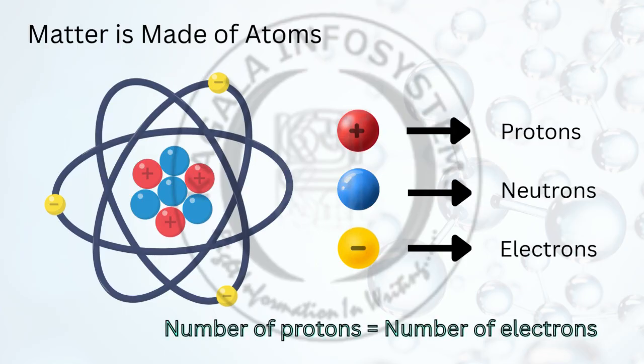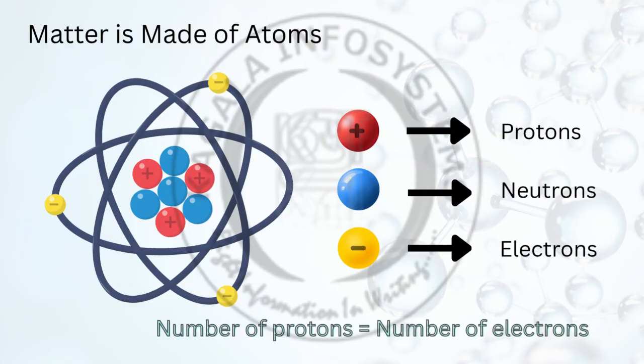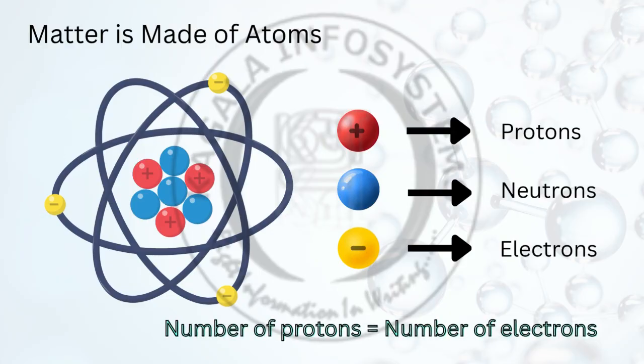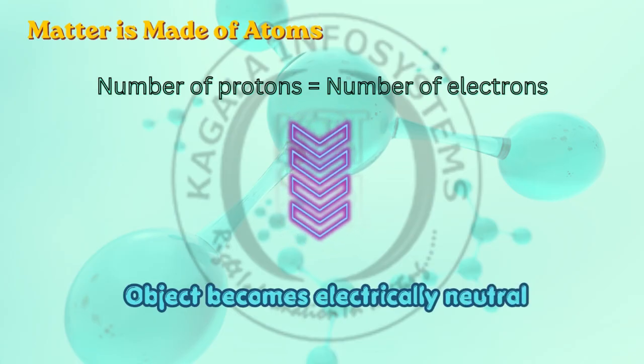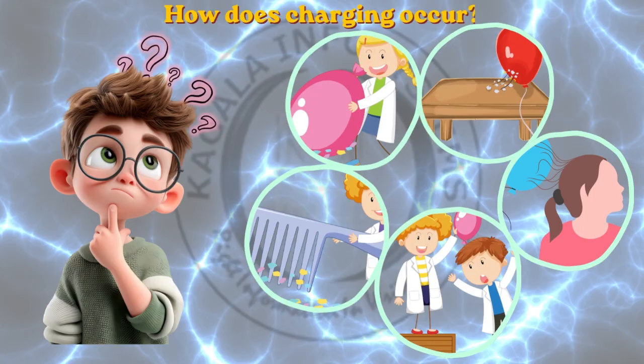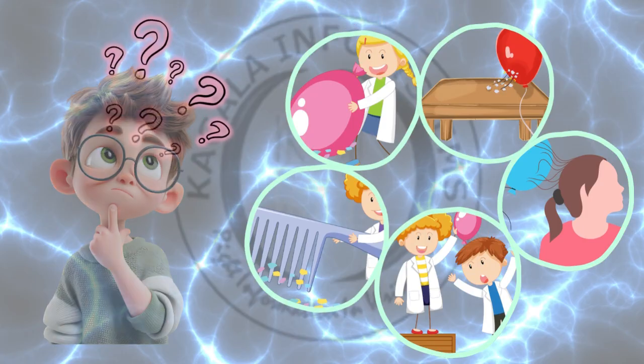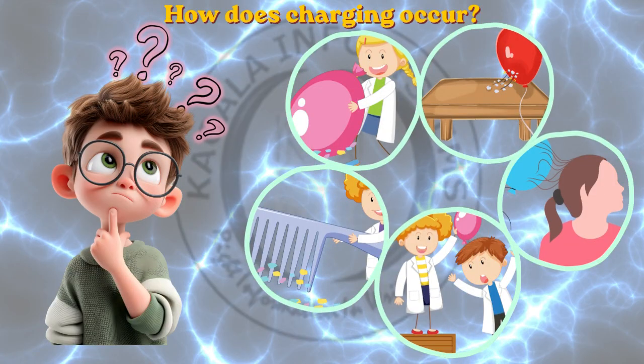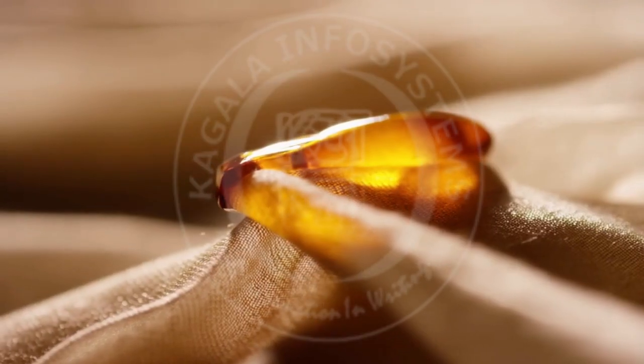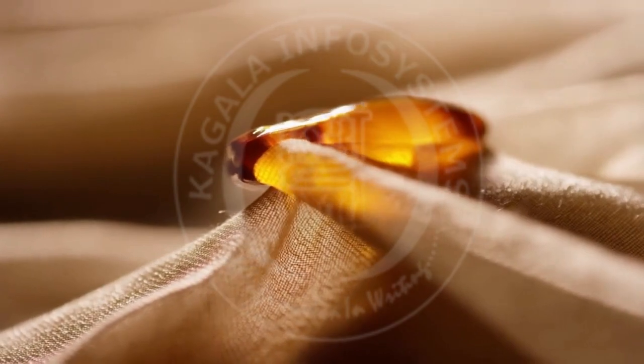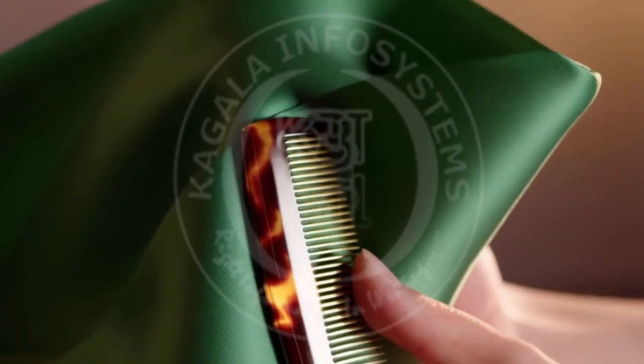This means electric charges are not newly created during charging. They already exist inside the matter. If the objects are already neutral, then how do they become charged? When objects interact through rubbing or contact, electrons can move from one object to another.